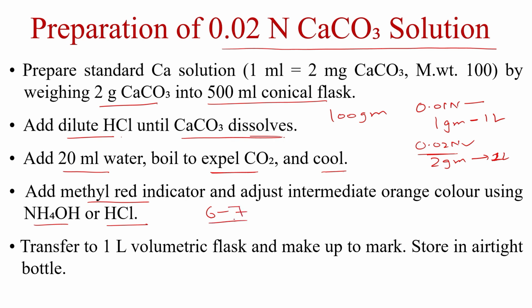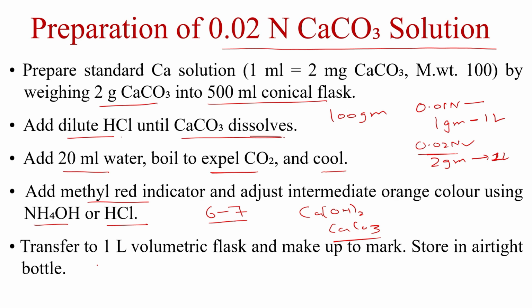This pH is necessary to keep the calcium carbonate solution stable, because if pH is very low, then EDTA won't bind with the calcium ion. And second, if pH is higher, then there is a chance that calcium hydroxide precipitate can be formed, or your calcium ion in the solution form won't be there. So it can form calcium carbonate also, it can form calcium hydroxide also if the pH is higher. That is why we are ensuring, using methyl red indicator, that the pH lies between 6 to 7.